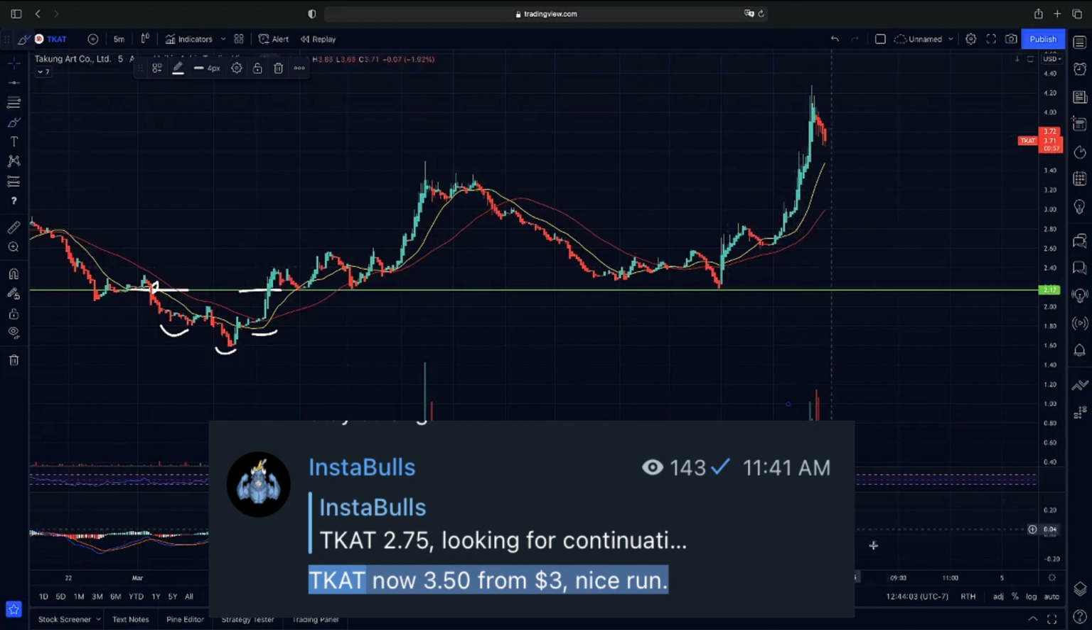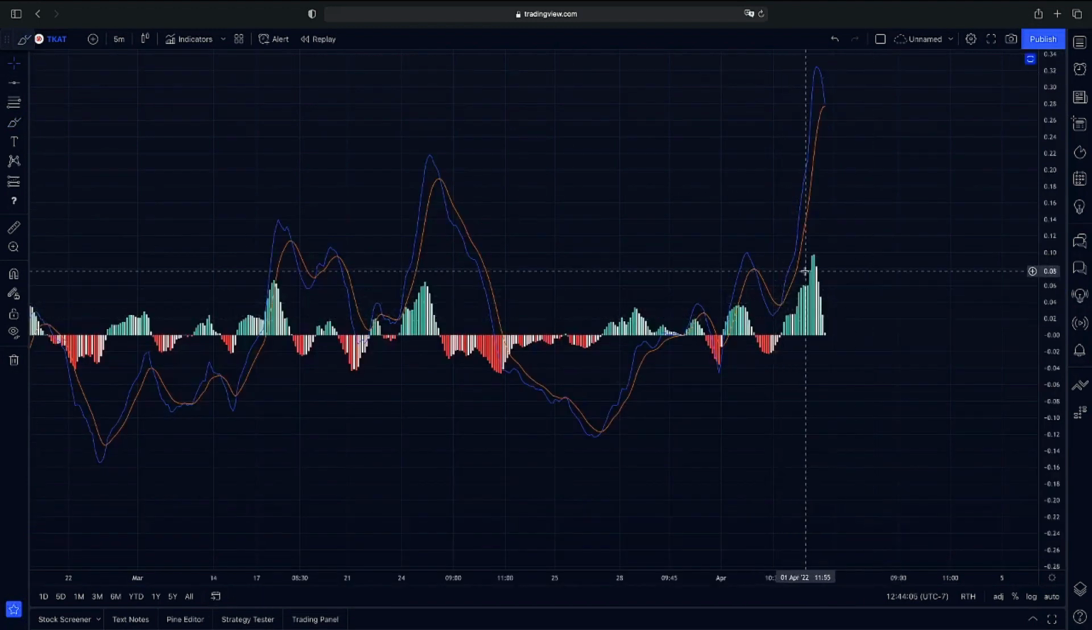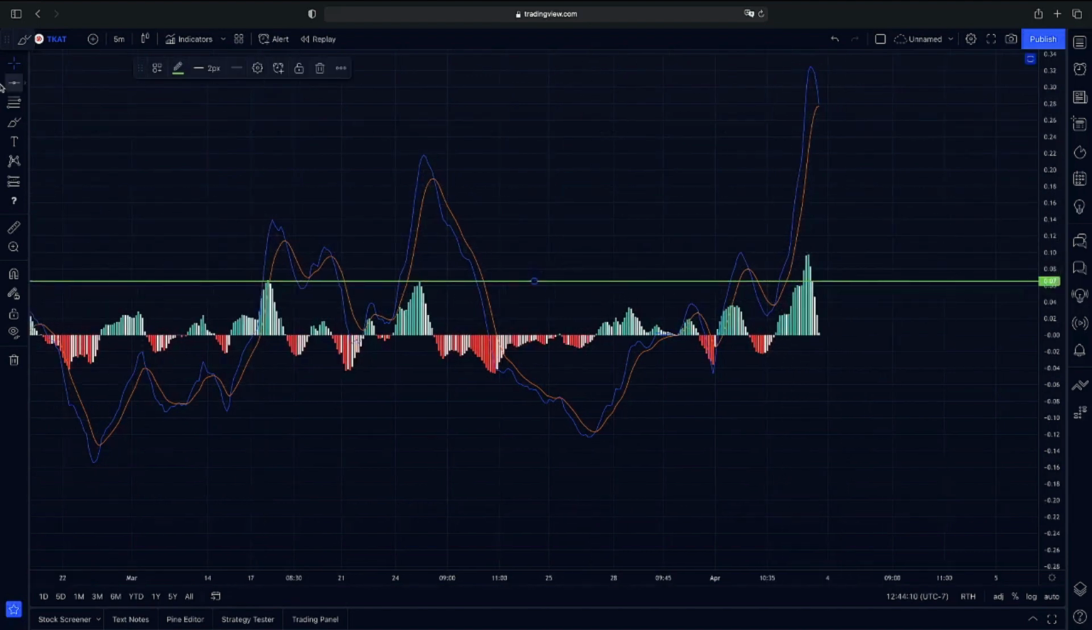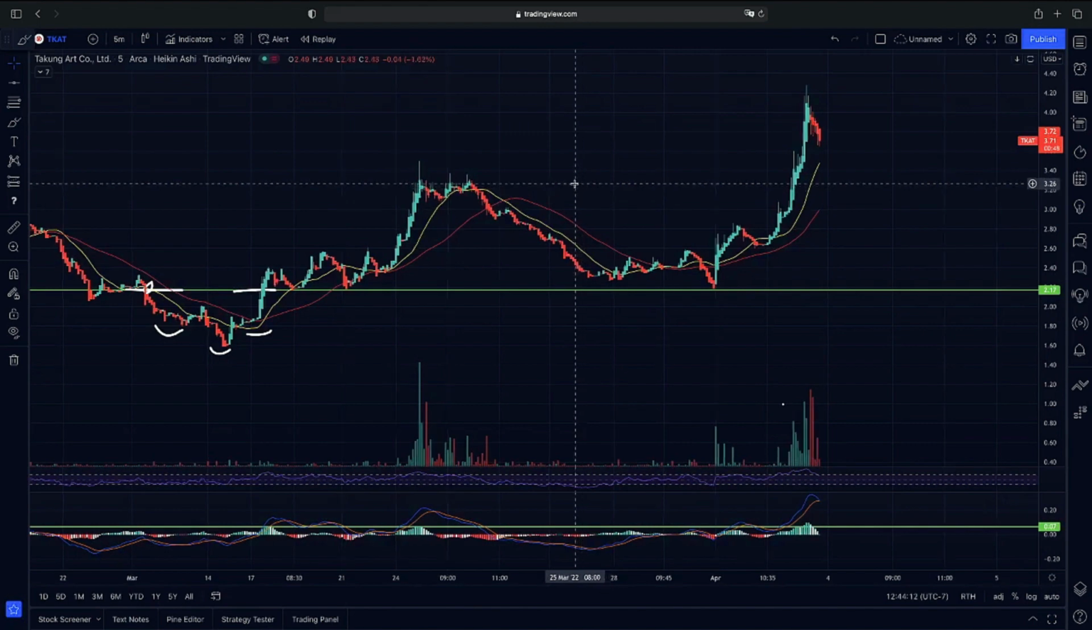And not only an increase in volume, as you guys can see, we had an increase in buy pressure on the day, confirming above all of our previous buy pressure points on the day, giving us that confirmation. So as you guys can see on TKAT, a very nice run that we had on Friday in the Instables room.